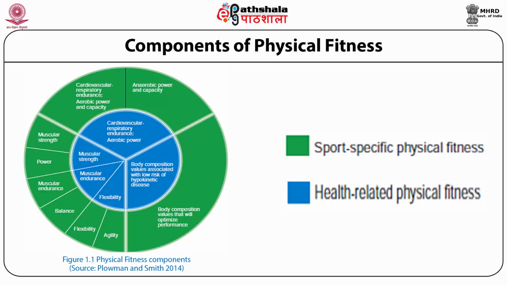As we can see from this figure, sports specific physical fitness includes agility, flexibility, balance, muscular endurance, power, muscular strength, cardiovascular respiratory endurance or aerobic power and capacity, anaerobic power and capacity, and body composition values that will optimize the performance.